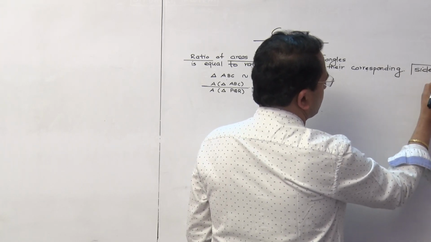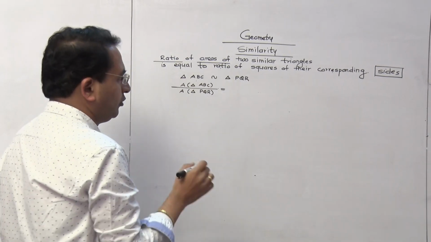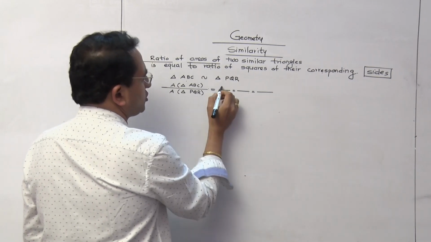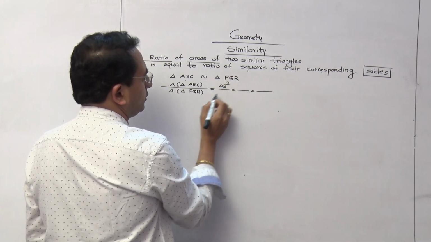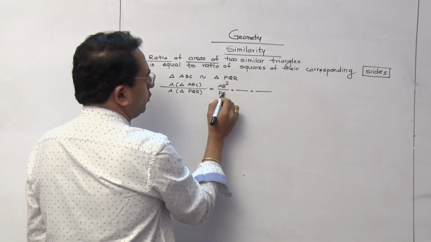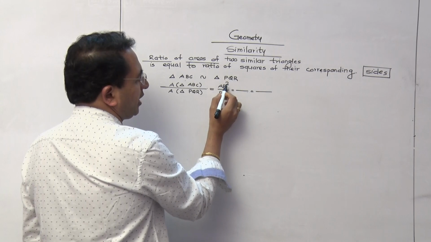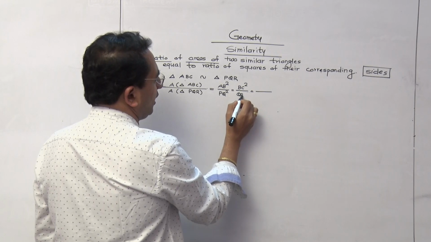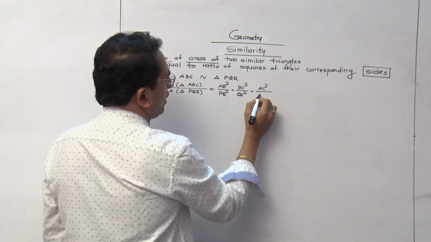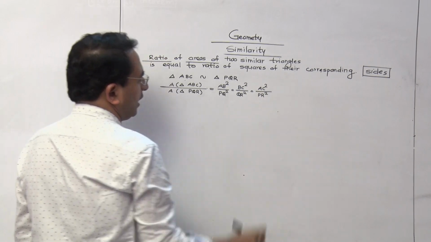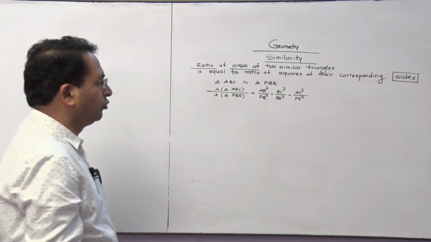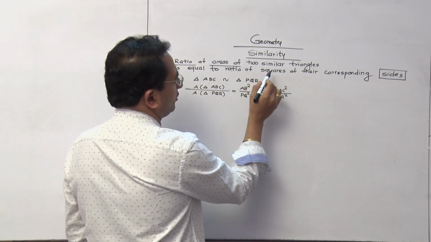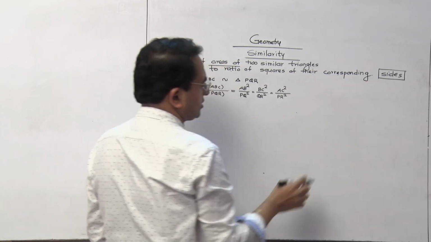Now that is the theorem that we have, that you can do easily, but the statement is like this. It is going to be AB upon PQ, but it is not only AB upon PQ, it is AB square upon PQ square, then BC square upon QR square, then AC square upon PR square. Are you getting it? Ratio of areas of two similar triangles is equal to the ratio of the squares of their corresponding sides.